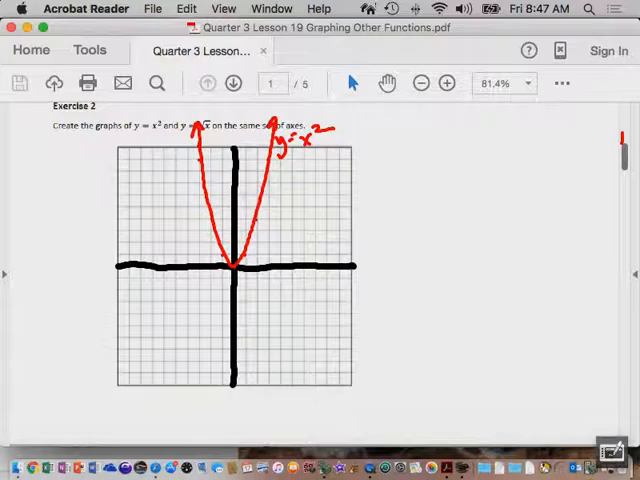Did everybody get my red parabola up here? Are we good? Okay. Don't actually draw it, don't tell me what it is yet, but what do you think the parabola y equals x squared plus 4 would look like? Cindy? What would be the difference between y equals x squared and y equals x squared plus 4?